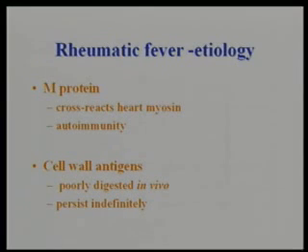But in this case, it's real. There is an autoimmunity going on. It is defined, it is clear, it is obvious, it is known. And many people feel that the M protein causes cross-reactivity with the heart myosin, and that results in an autoimmune reaction, cell-mediated immunity, against the heart itself, the heart valve in particular.